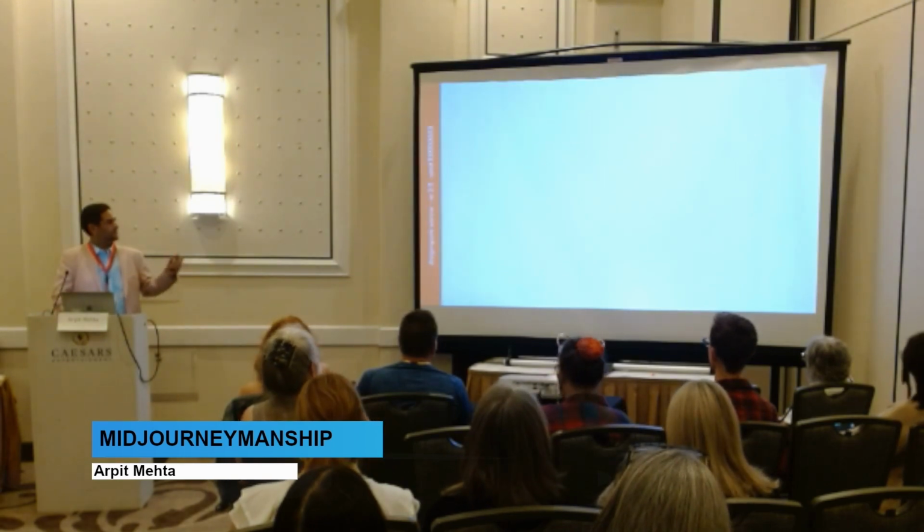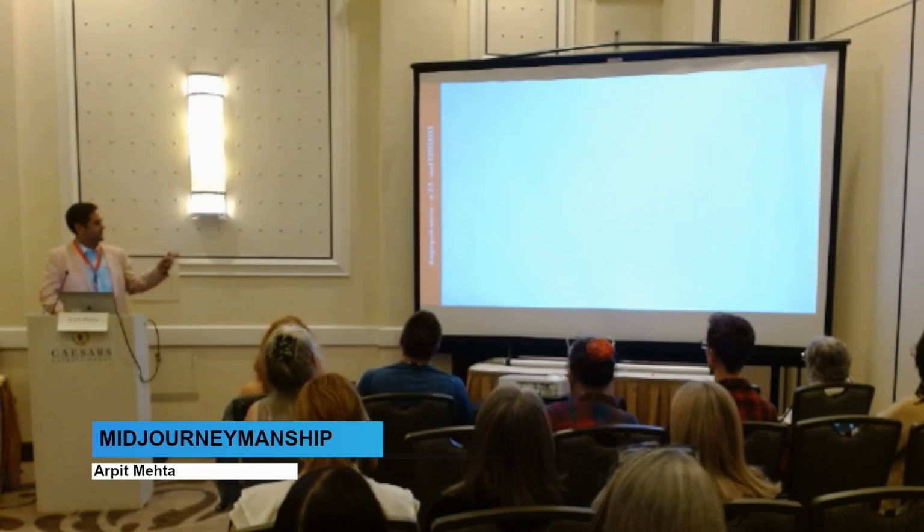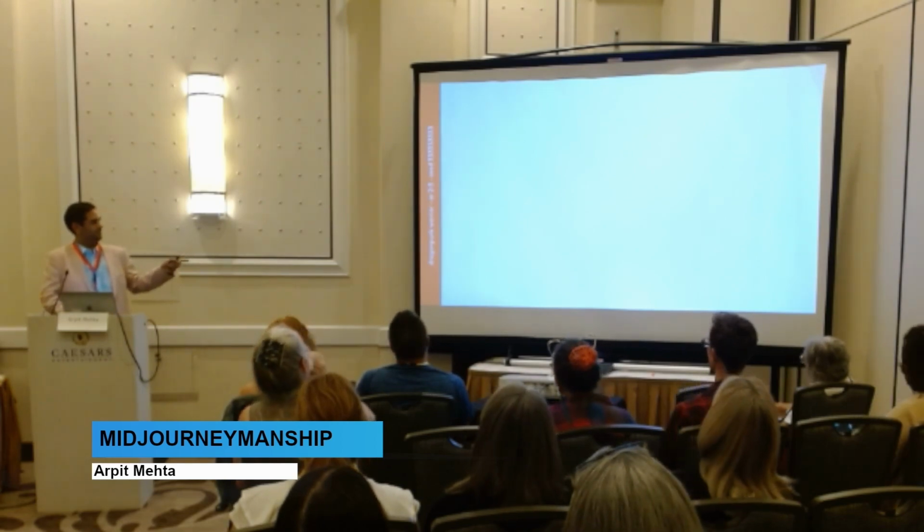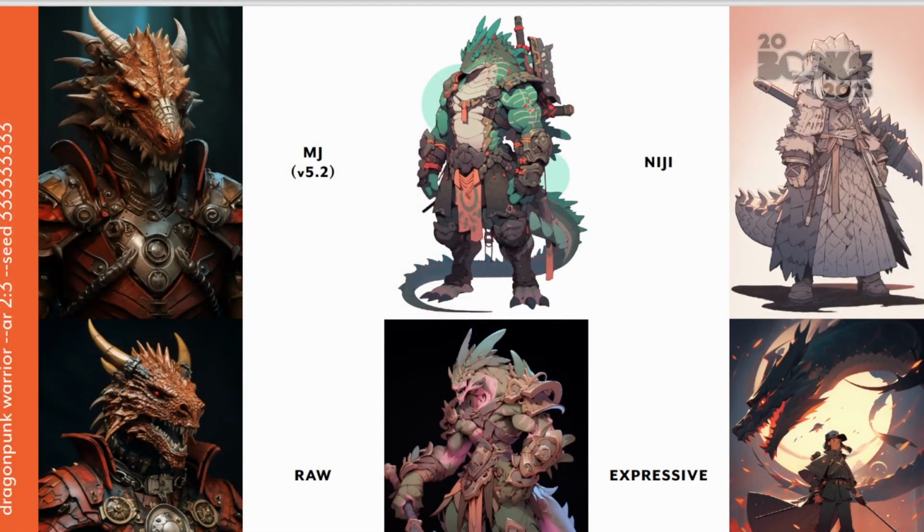All right. So the prompt that I used is Dragon Punk Warrior. The aspect ratio is 2:3. And then I'll get to seeds in a little bit here, but I used the same seed for every prompt that I did, just to show consistency and show what variety you're going to get out of all these tools. So here's what MidJourney did.